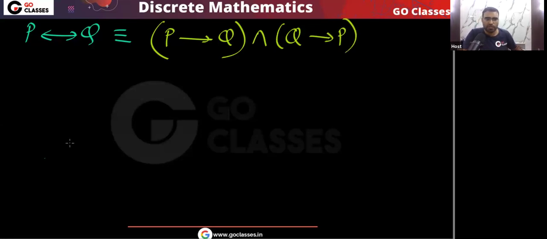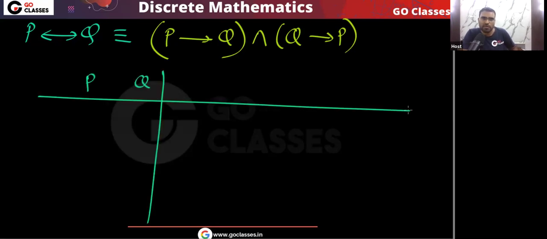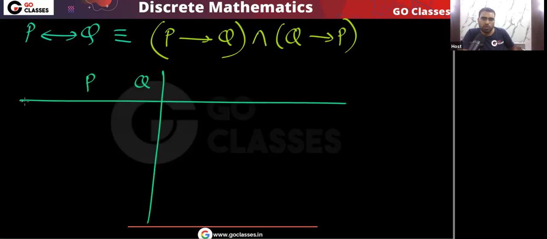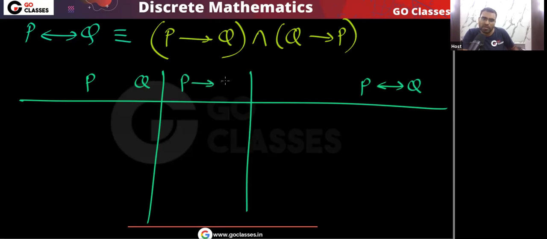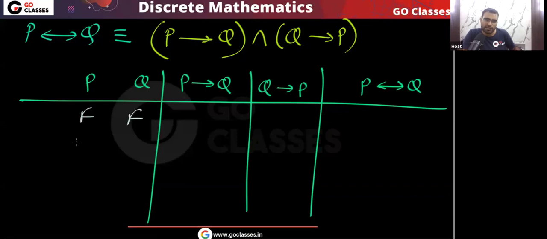So let's see the truth table of biconditional. To create the truth table of this biconditional, first you tell me the truth table of P implies Q. Then you tell me the truth table of Q implies P. And then we will do their conjunction, their AND. Correct? So let's create the truth table.